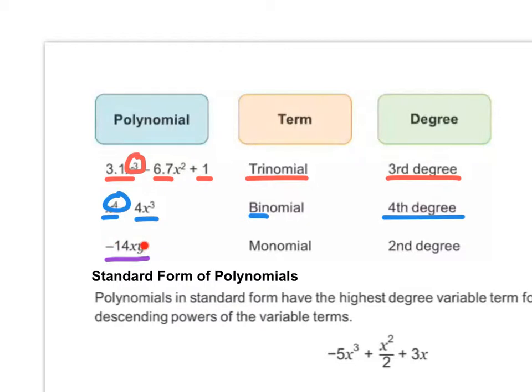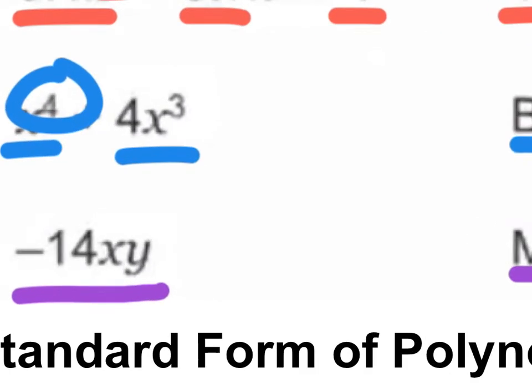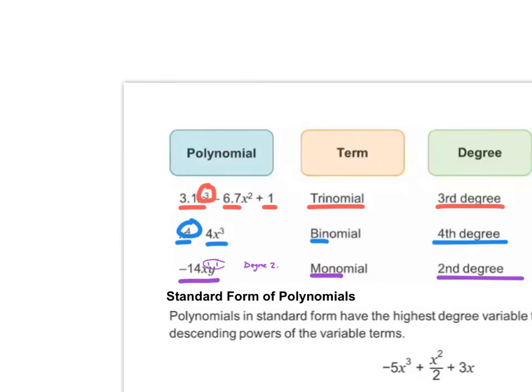So if you just have one thing, then you have a monomial, okay? And it's second degree because your degree on x is 1, and your degree on y is 1. So if you're multiplying these two things together, then you take your exponents, add them up, and that's going to give you a degree of 2, okay? And that's what we're looking for.